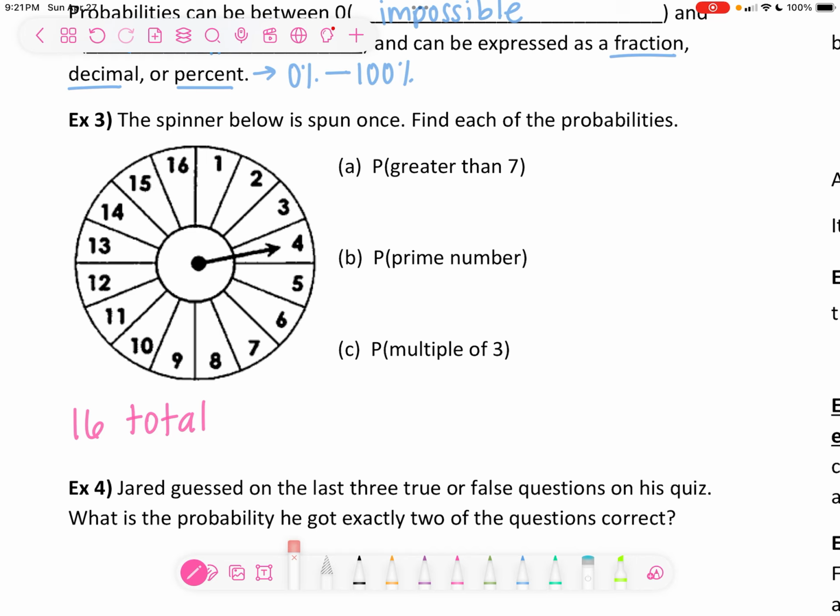All right? Now, the desired are going to change for each part of this problem, for A, B, and C. So P greater than 7, the probability that we get something greater than 7. So that's going to be 8, 9, 10, 11, 12, 13, 14, 15, 16. So that's going to be 1, 2, 3, 4, 5, 6, 7, 8, 9 options.